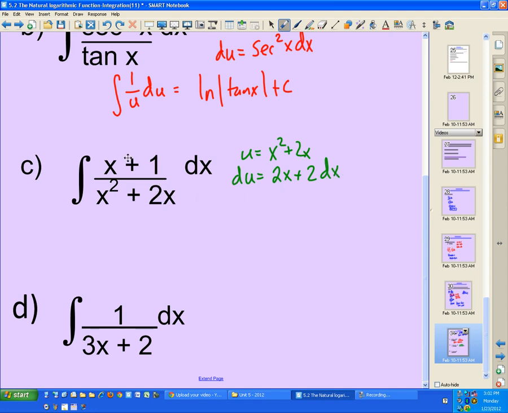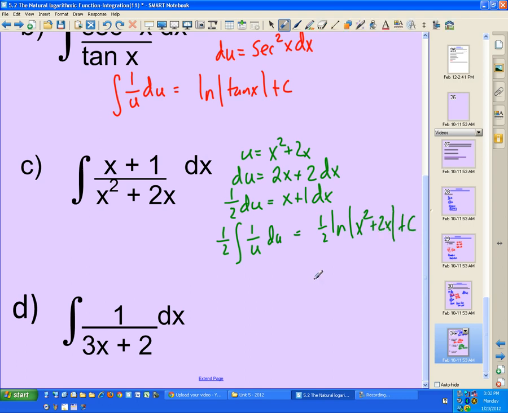You'll notice I have 2 too many, so if I divide by 2, I can get the same thing that I have on top. And so all of this is the same as what we were doing before. Again, now we're just dealing with 1/2 the integral of 1 over u du, which then will give me 1/2 the natural log of x squared plus 2x plus c. And so that's the final answer for that one.